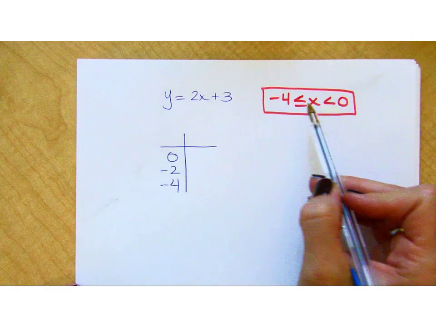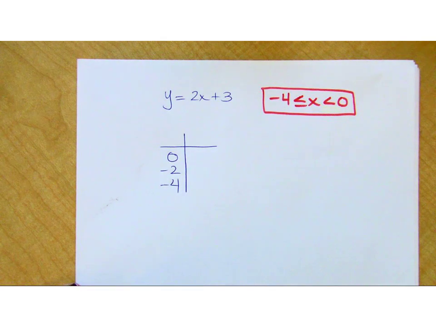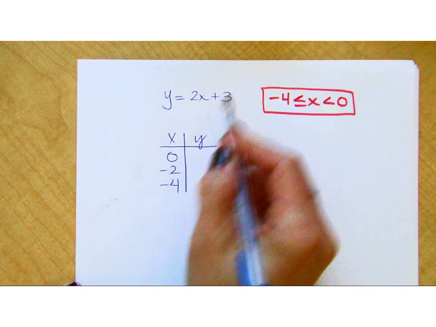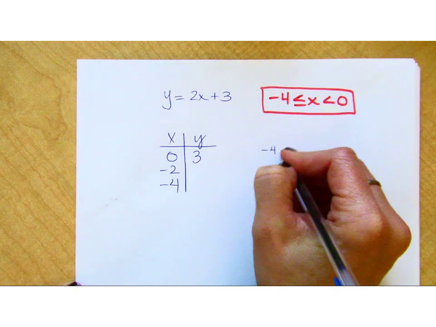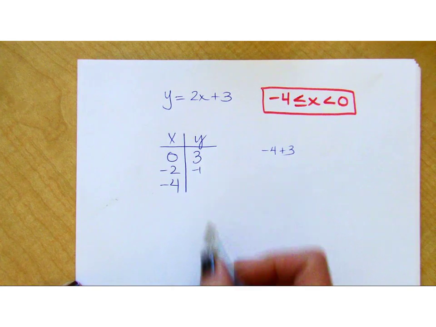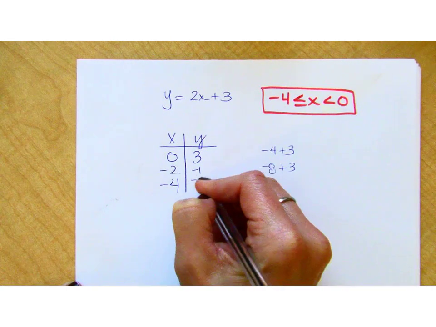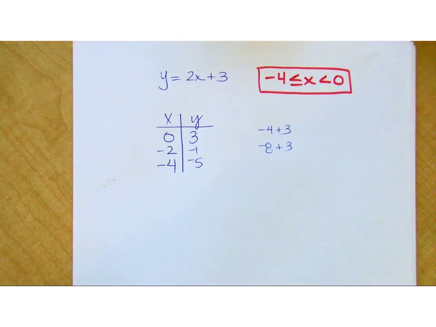So now, this is my domain restriction. I have to go all the way to 0. I have to go all the way to negative 4. Now go ahead and plug it in. 2 times 0 is 0 plus 3. Negative 2 times positive 2 is negative 4 plus 3. And then 2 times negative 4 is negative 8 plus 3, okay? So I have that. The goal is graph it, give me your range.